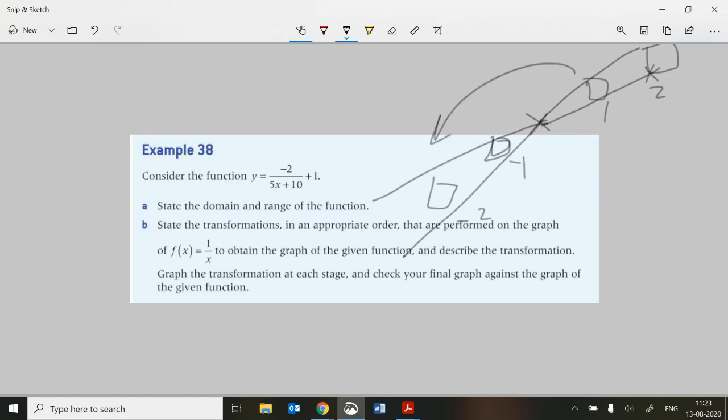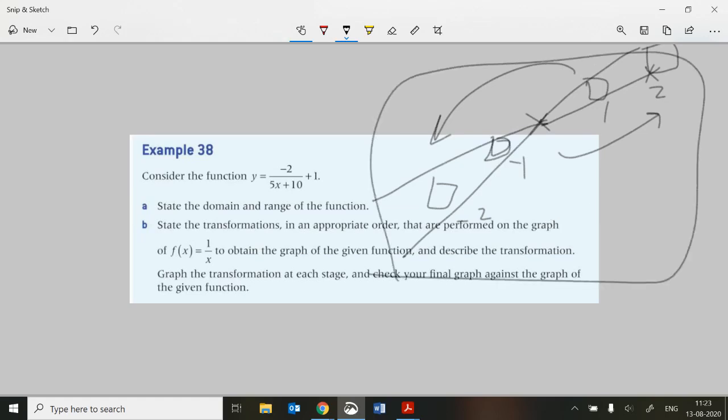It takes it to the other side. And that's the same as what they're talking about here. They're talking about, sure, a stretch of a factor of 2, but then a reflection as well about the x-axis is what we've got. Now, we're used to this from previous courses, or at least we should be, the fact that we can do stretches of negative scale factors.